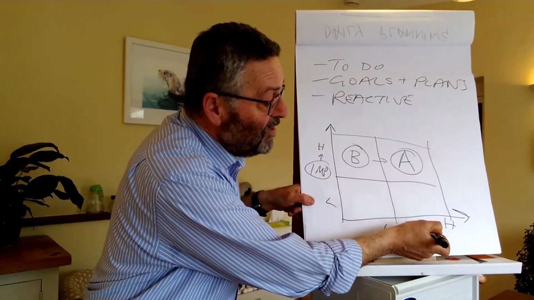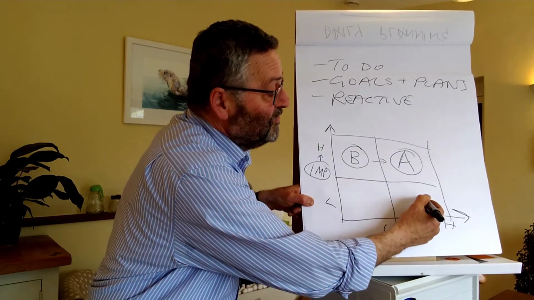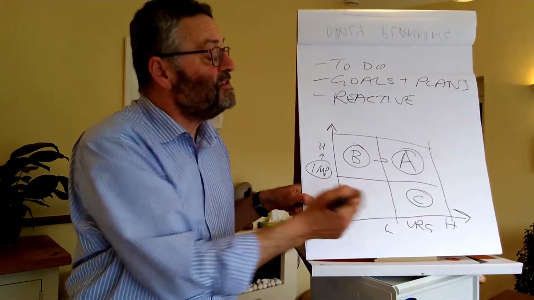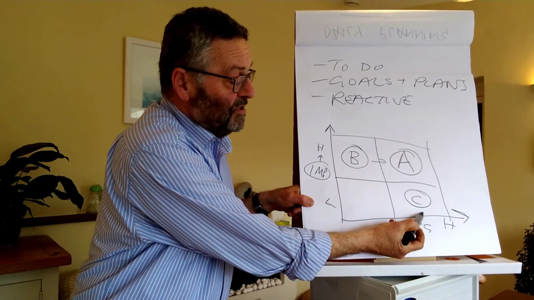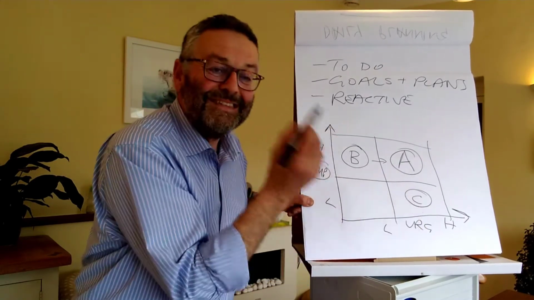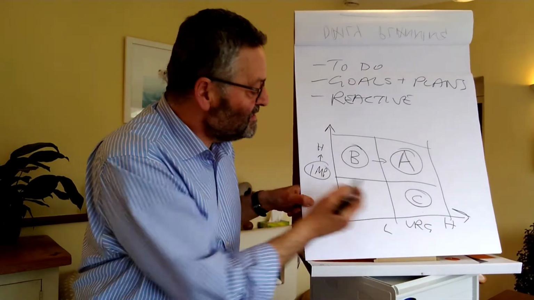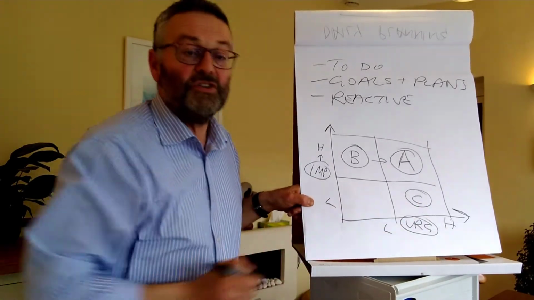These ones are high on urgency but low on importance. Those are C's. And this is often called the quadrant of deception, because the stuff in here deceives you into thinking it's important because it's urgent.